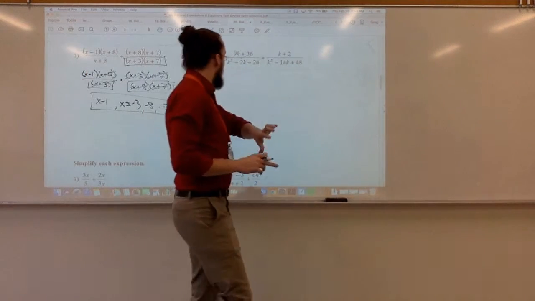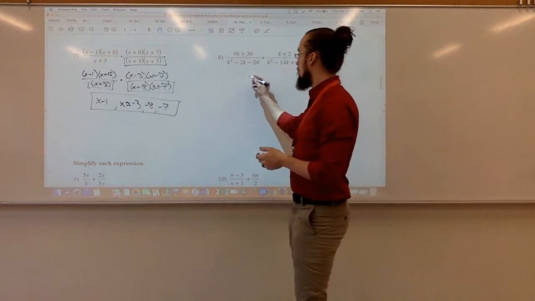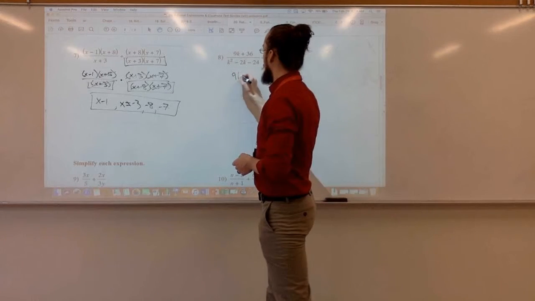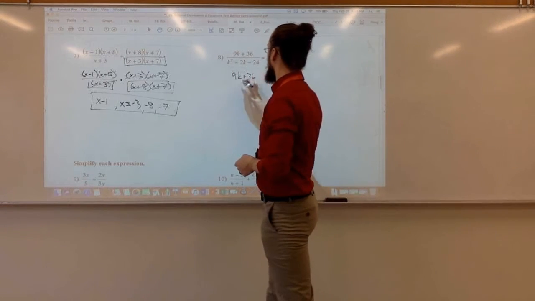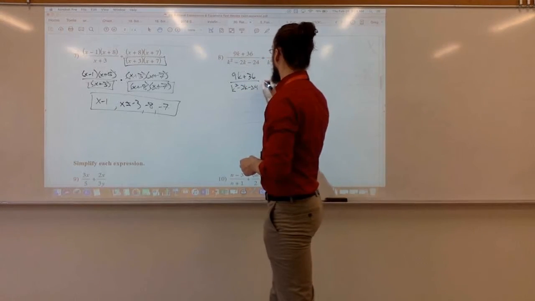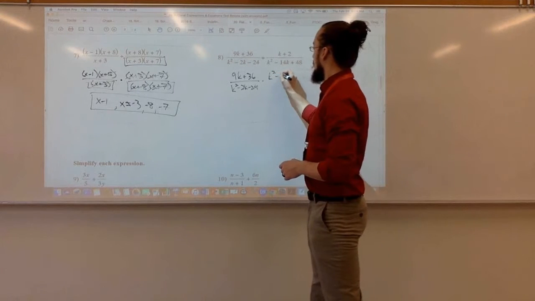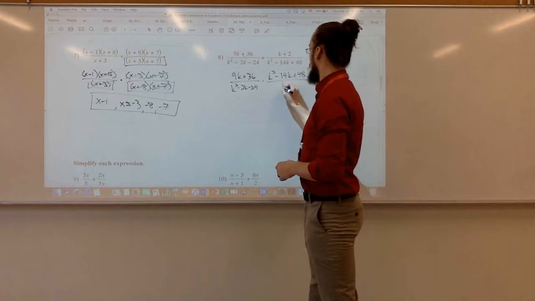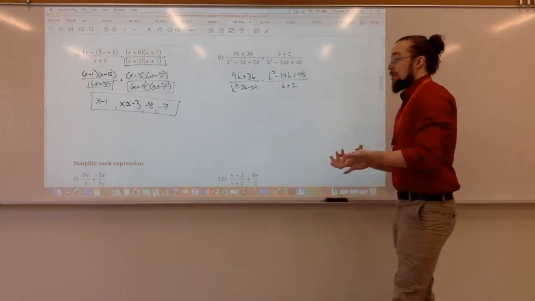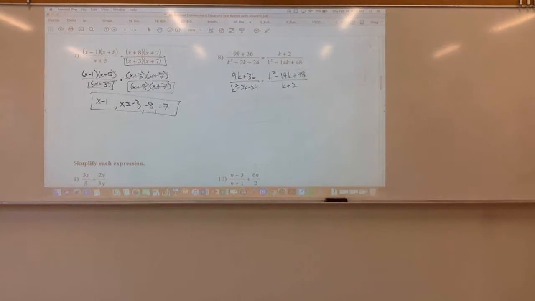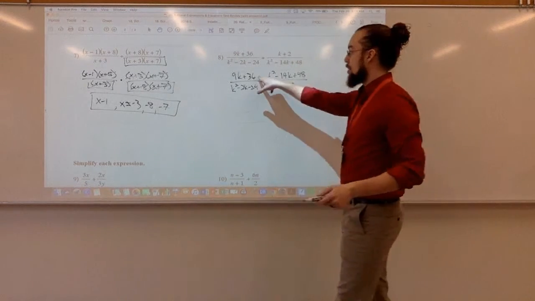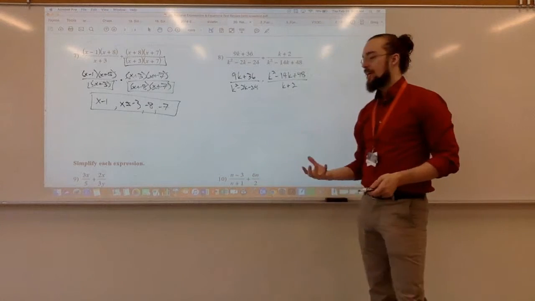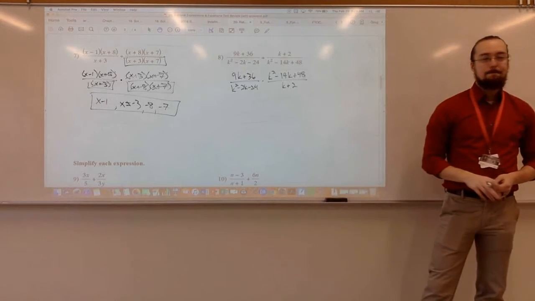All right, so on this one, again, first step, I'm just going to rewrite this, flipping. So 9k plus 36 over k squared minus 2k minus 24 times k squared minus 14k plus 48 over k plus 2. So now that we have our multiplication problem, we want to factor everything we can. So let's start up here with 9k plus 36. Is there anything I can do with that?